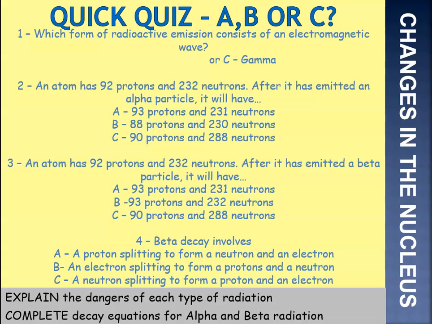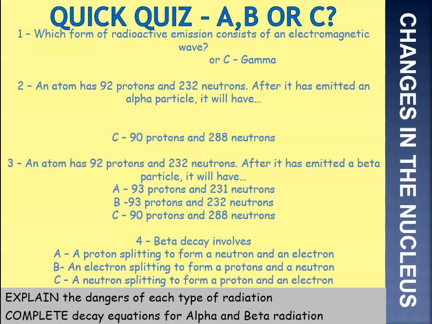Question 2. An atom has 92 protons and 232 neutrons. After it's emitted an alpha particle, will it have 93 protons and 231 neutrons, 88 protons and 230 neutrons, or 90 protons and 288 neutrons? Well, it's alpha emission. Alpha emission means the proton number goes down by 2, mass number goes down by 4, which gives us C as your answer.